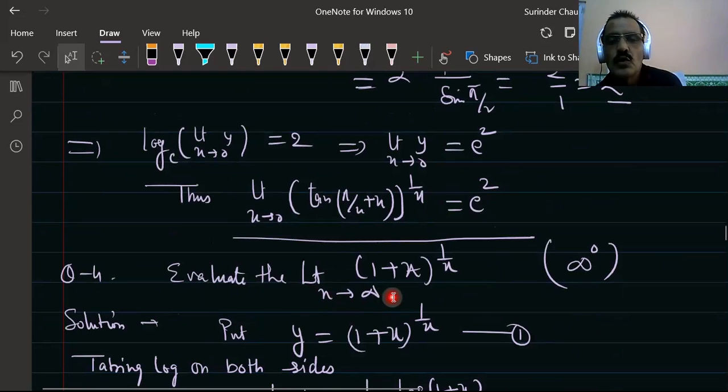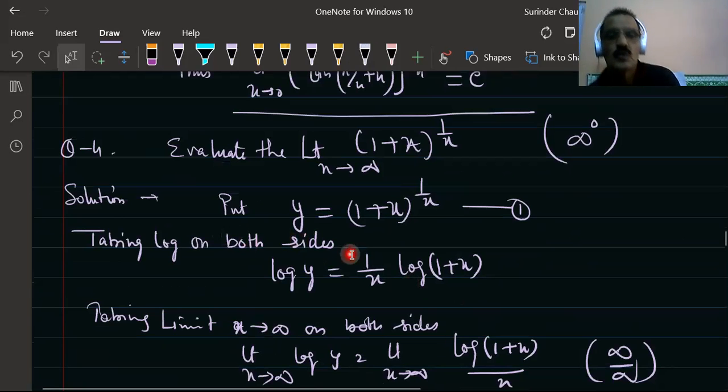Evaluate the limit x to infinity of (1 plus x) to the power 1 upon x. As x goes to infinity, infinity plus 1 is infinity, and 1 upon infinity is 0. So it is infinity to the power 0, a variable in the exponent. Again the same process: y is equal to (1 plus x) to the power 1 upon x. Taking log on both sides, same formula, n log m.